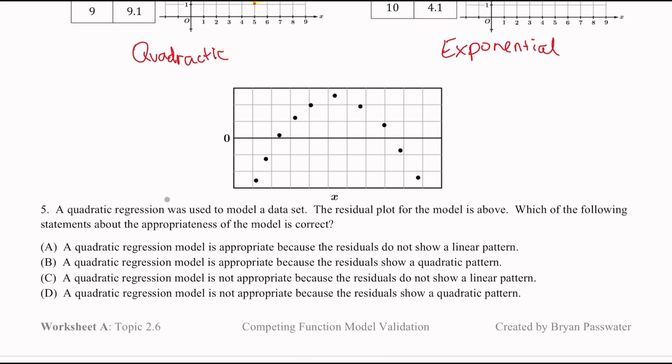So now onto these questions. A quadratic regression was used to model a data set. This residual plot for the model is above right here. Which of the following statements about the appropriateness of this model is correct?